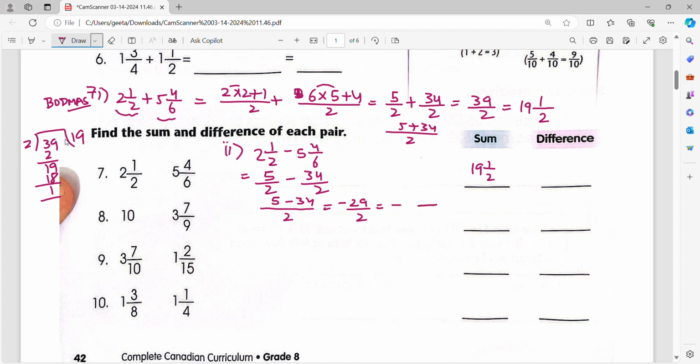Now again you have to convert this into a mixed fraction. 2 fours are 8, and 1 remains. So it is minus 14 and 1/2. So they have asked you what the difference would be. It would be minus 14 and 1/2. I hope that is clear now.